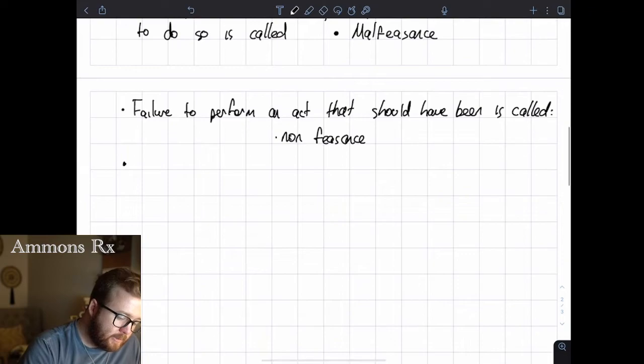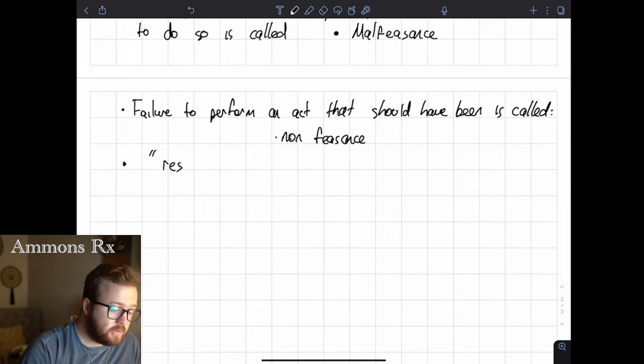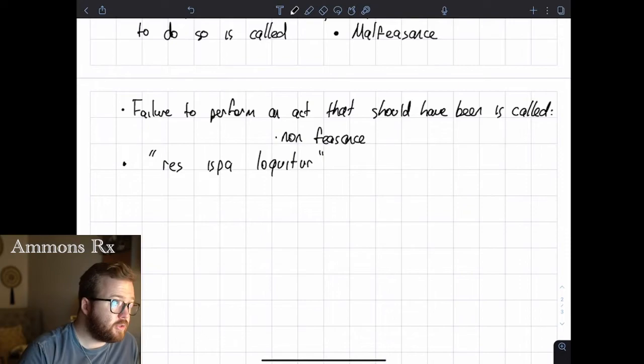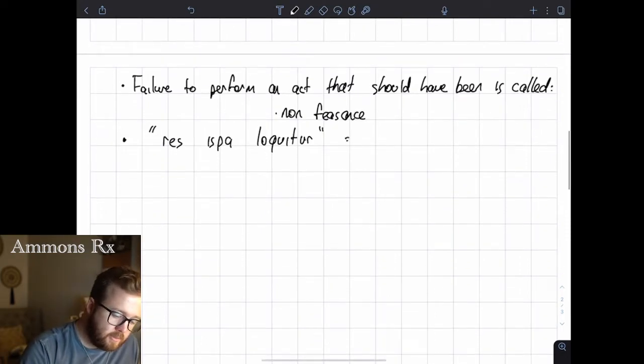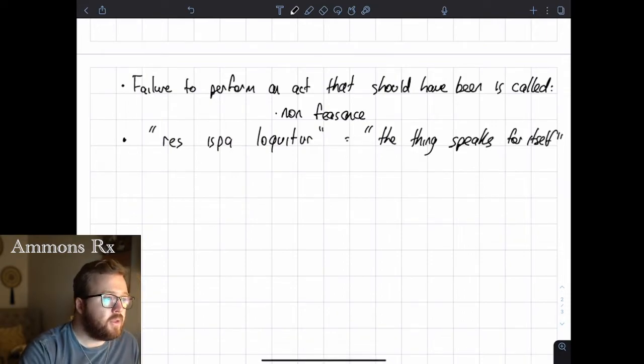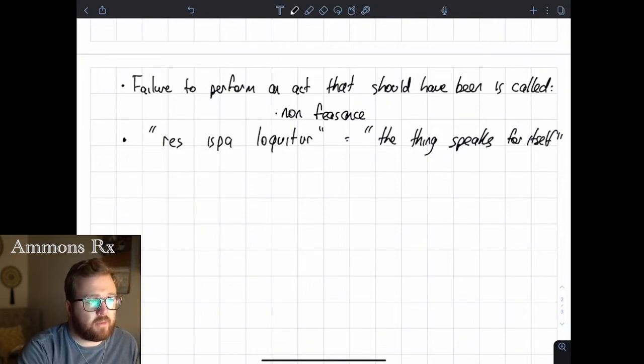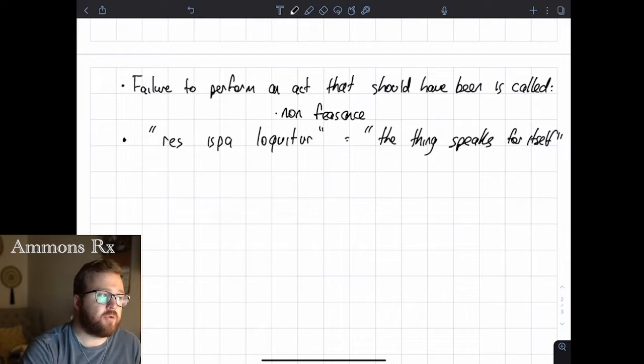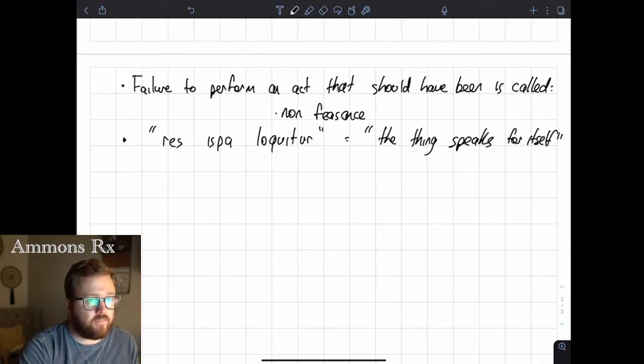This one is a Latin phrase. I'm going to go ahead and write it. It is res ipsa loquitur. It means the thing speaks for itself. Usually it's when they cannot prove negligence without the available direct evidence. Not good. Doesn't happen very often.